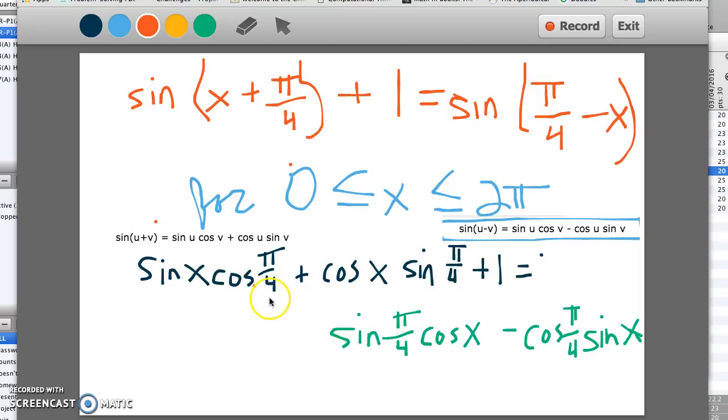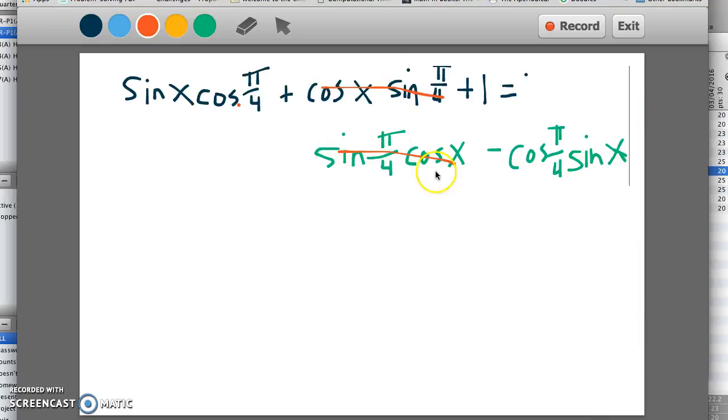What we want to see is, are there like terms? Sine x cos pi over 4 on this side is the same as on that side, just in a different order, like AB and BA. On this side it's negative, but on this side it's positive. And cos x sine pi over 4 appears on both sides too, so we can subtract them from both sides.